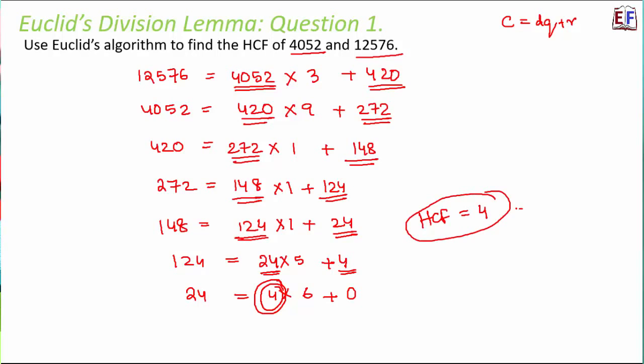So this is how you are supposed to do it. I did it very quickly, but how do you find these values? Just by multiplying this number by this number. So that's how you find it.